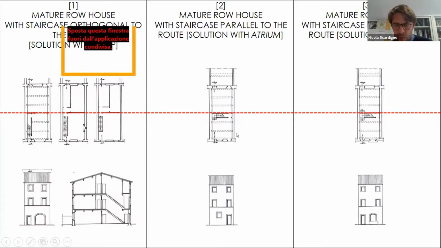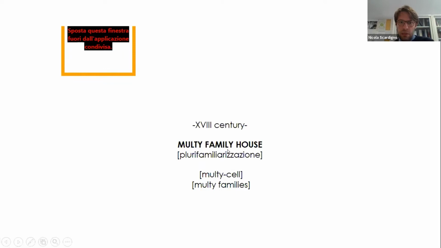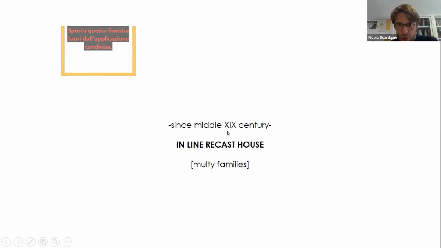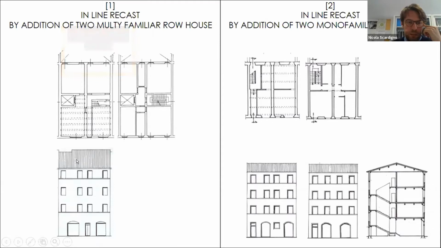Then the process of multifamily house, the plurifamiliarization of the type, which sees the vertical increase of the building with the doubling of stairs, or the increase in depth of the type with a small patio, una chiostrina, to provide ventilation and light for the internal cell. Up to arriving at the inline recast phenomenon, which sees the assembling of row houses to define the inline house type.